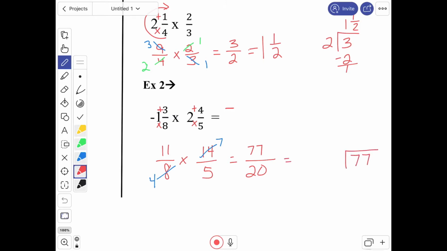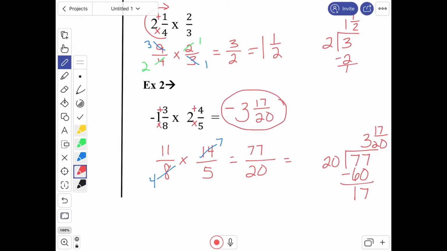And again, it made an improper fraction, so I need to divide it out. Man, horse, top number in the house, bottom number outside. 20 goes into 77 3 times, and 3 times 20 is 60, with 17 left over. My new fraction is 17 over 20. So my answer is negative 3 and 17/20.